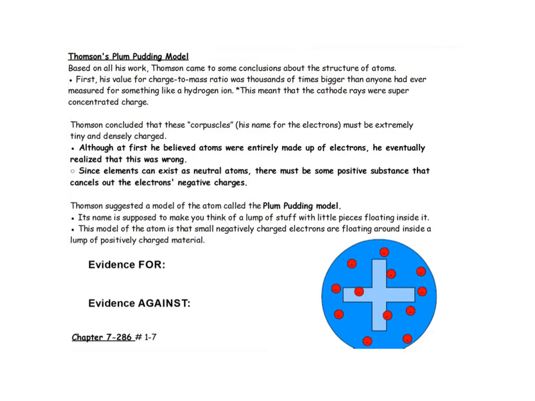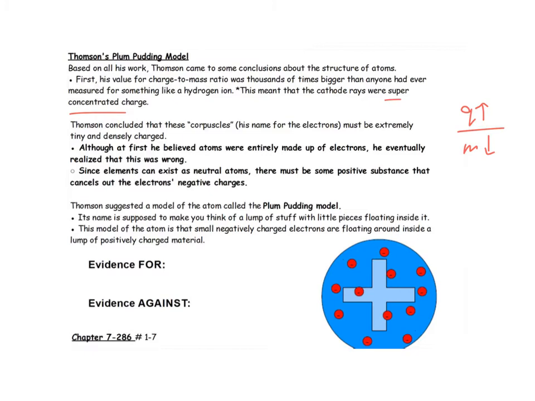Now, based off of that work, he came to some conclusions. First, that charge to mass ratio was thousands of times bigger than something that anyone had measured for something like a hydrogen ion. So this meant that cathode rays were super concentrated charge. There was a lot of charge in a relatively small mass, which was something they hadn't seen before. So this was actually the first time that they had observed an electron and what the nature of the electron was.